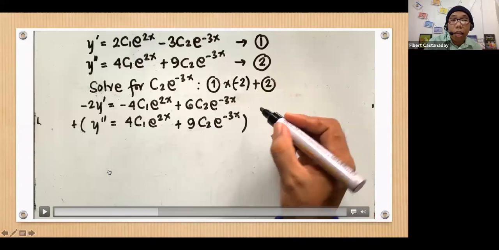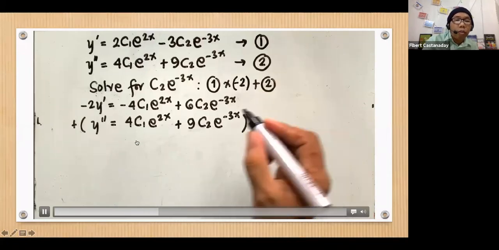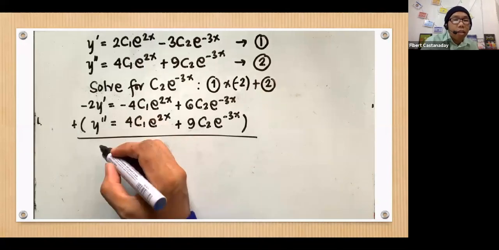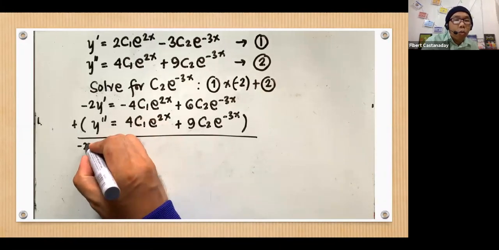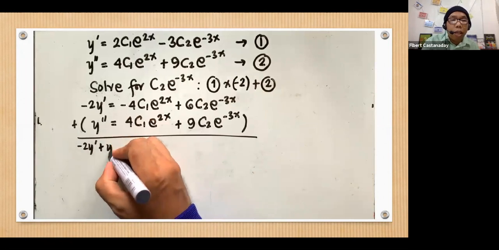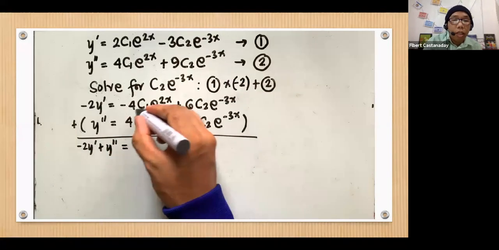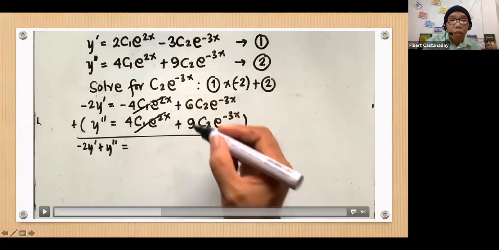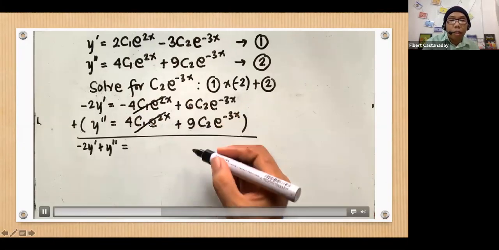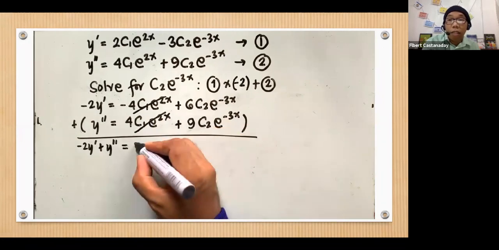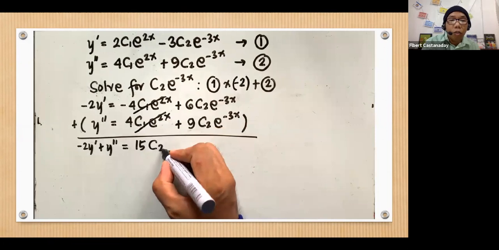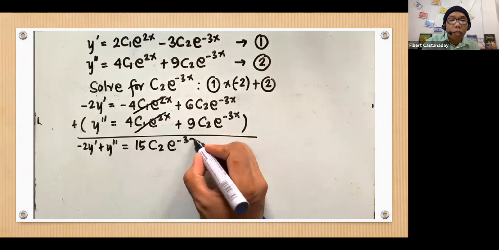Okay, so the idea here is that by multiplying by negative 2, the coefficients become the same but of different signs. So in that way, we are able to eliminate the c sub 1 here. Combining like terms, on the left-hand side you have minus 2y prime plus y double prime, since wala naman silang kaparehong terms. On the first term, we can cancel the 4c sub 1 e raised to 2x. And then we have 6 plus 9, the same function, so 15c sub 2 e raised to minus 3x.